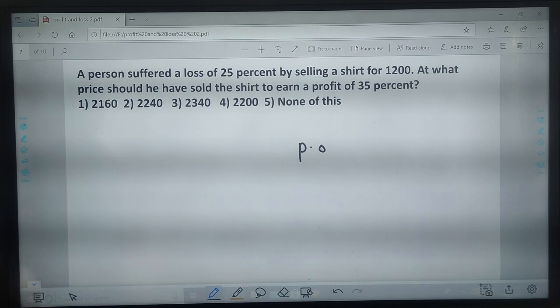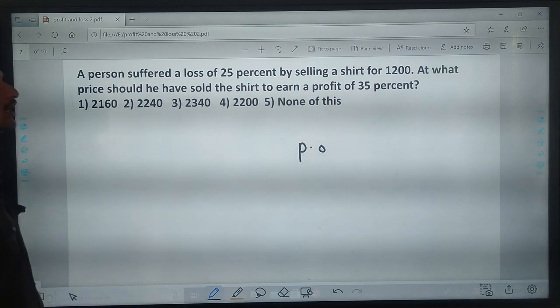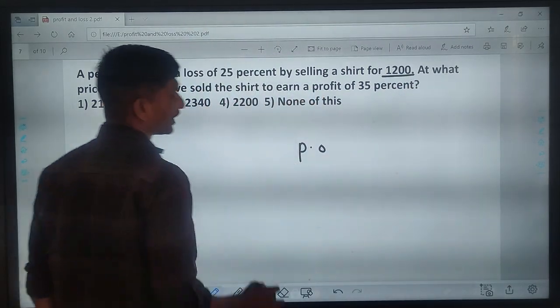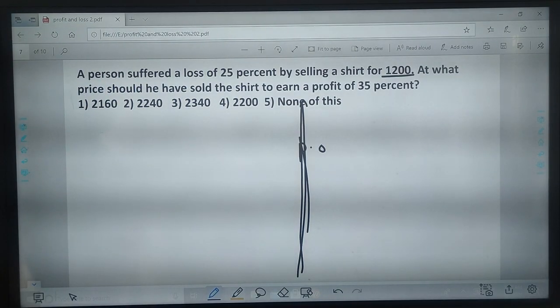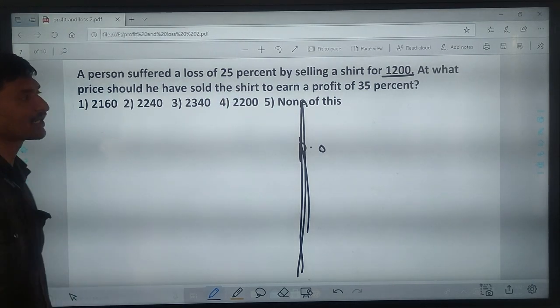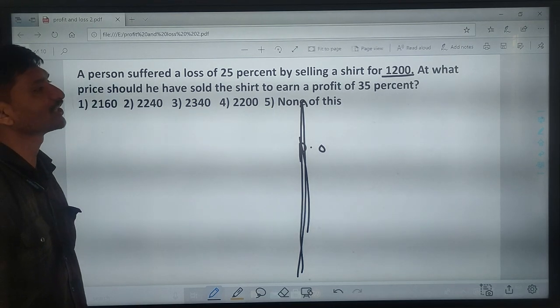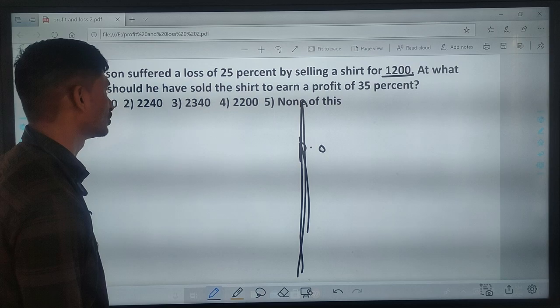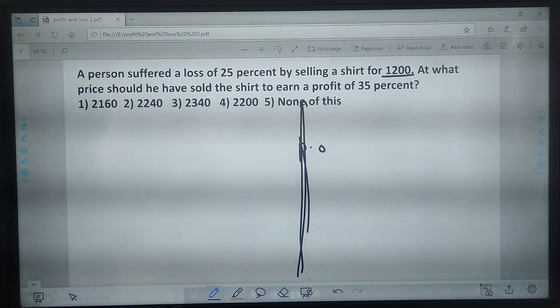Next example: a person suffered a loss of 25% by selling a shirt for 1,200 rupees. At what price should he have sold the shirt to earn a profit of 35%? एका व्यक्तीने एक शेअर 1200 विकल्यामुळे त्याला 25% लॉस होतो. जर त्याला 35% प्रॉफिट पाहिजे असेल तर तो शर्ट कितीला विकला पाहिजे.